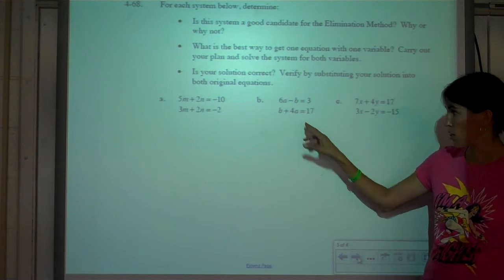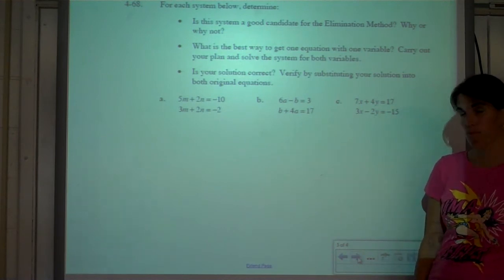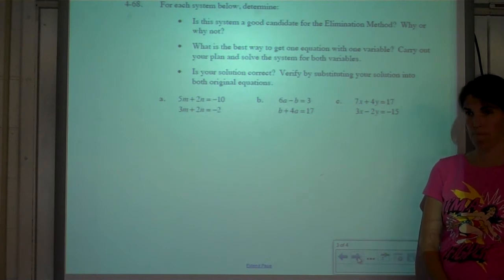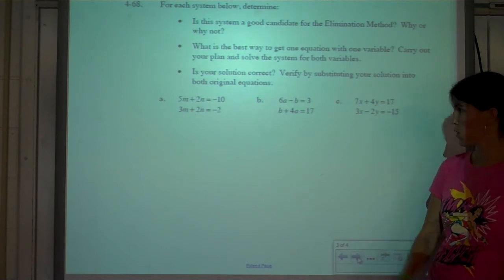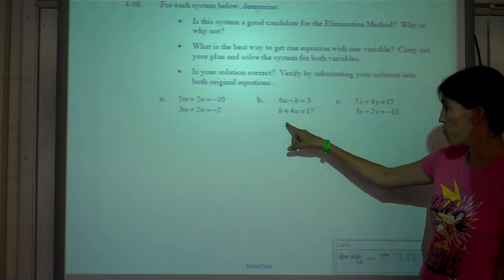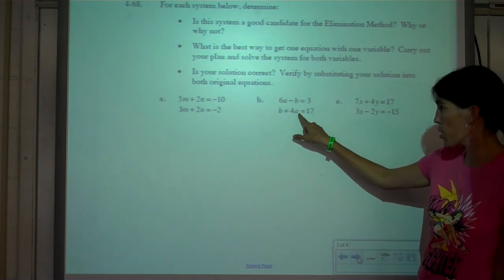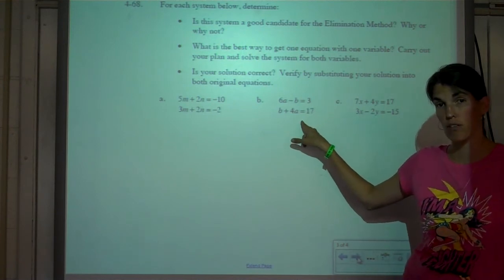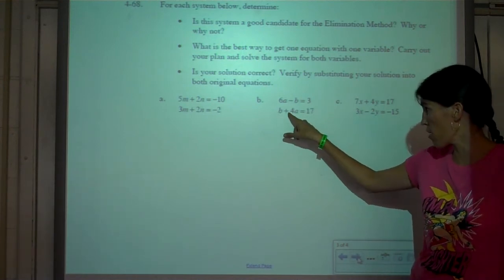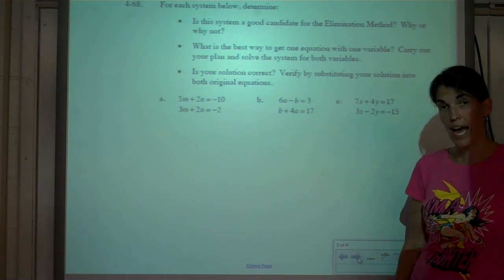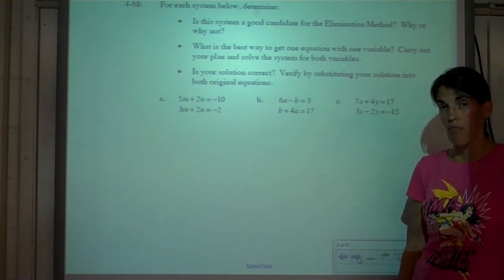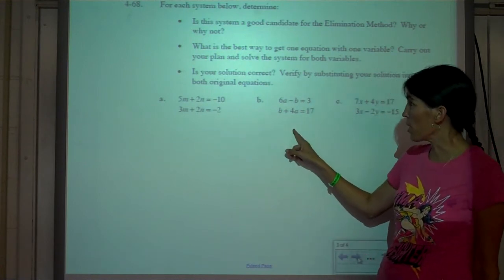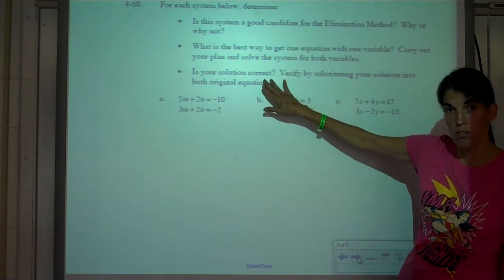Okay, what about B? Can you solve that using elimination? Hit pause, think about it, turn this back on when you're ready. Alright, hopefully you figured out if you rearrange this equation, it would be a good candidate for elimination. If you put the 4a here and the plus b here, you could just add and eliminate the b. That is actually going to be your homework for tonight, to do A and B, all of these parts.